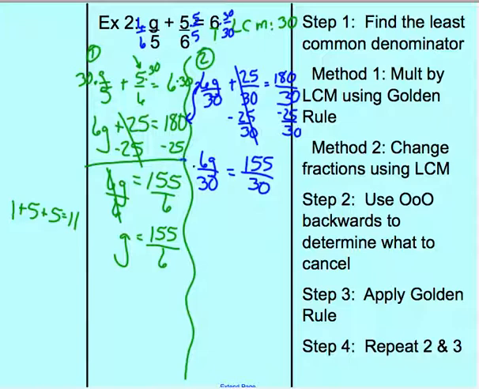So to multiply by the reciprocal, why did I multiply by the reciprocal? To cancel, isolating the g, canceling my 30, leaving me with 155 in the numerator and 6 in the denominator. All right, so those are our 2 fraction examples. Next video, we're going to be moving on to decimals.